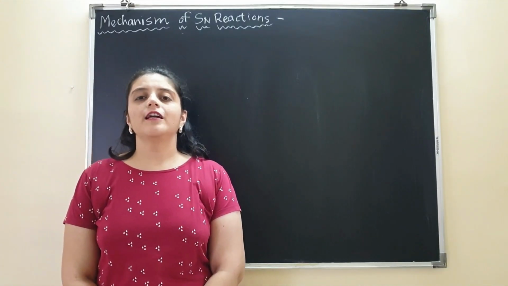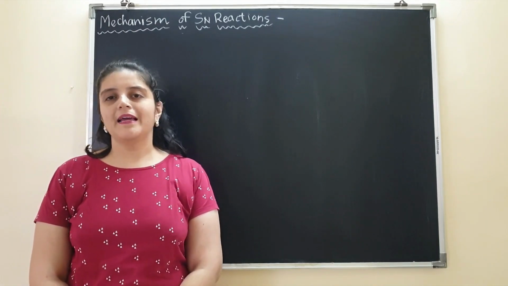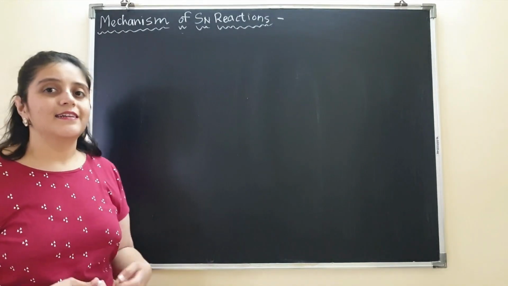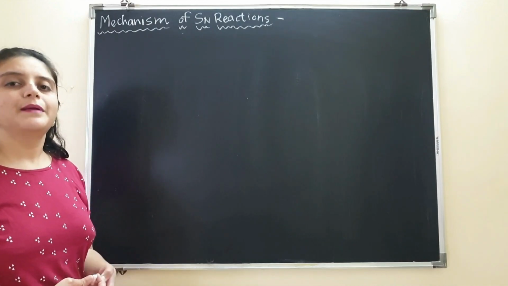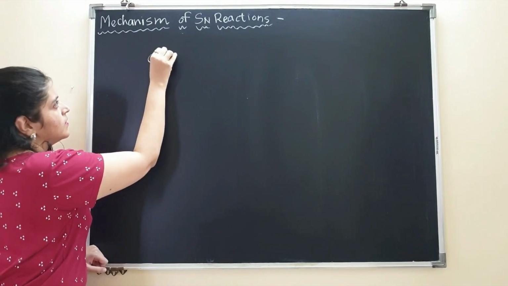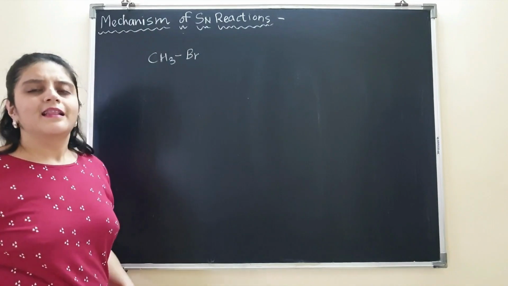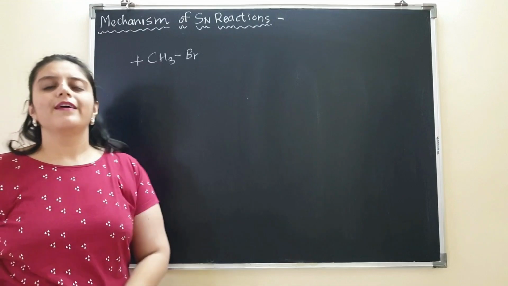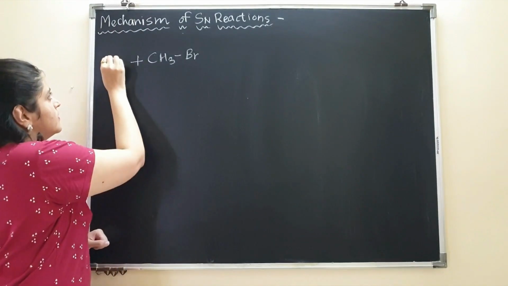Everyone, in the nucleophilic substitution reactions of alkyl halides, you all know that the halogen is replaced by a nucleophile. So let us take one example and understand this again. Right now I am taking the example of CH3Br, that is methyl bromide, and let us assume that this methyl bromide reacts with hydroxyl ions, which is OH minus ions.